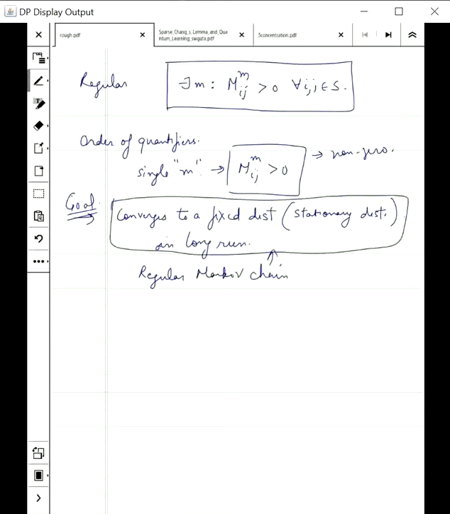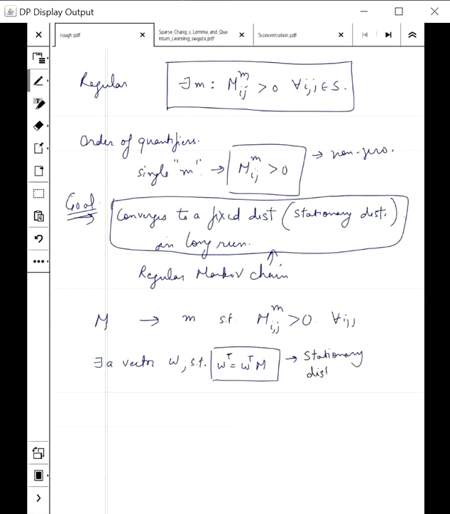To prove this goal, we will start with a Markov chain M, which is regular. So that means we have a small m such that this quantity is greater than 0 for all i, j. What we want to prove is that there exists a vector W such that W equals W transpose M. So if I am in state W, then in the next step also I will stay in state W. This is how I formally define a stationary distribution.